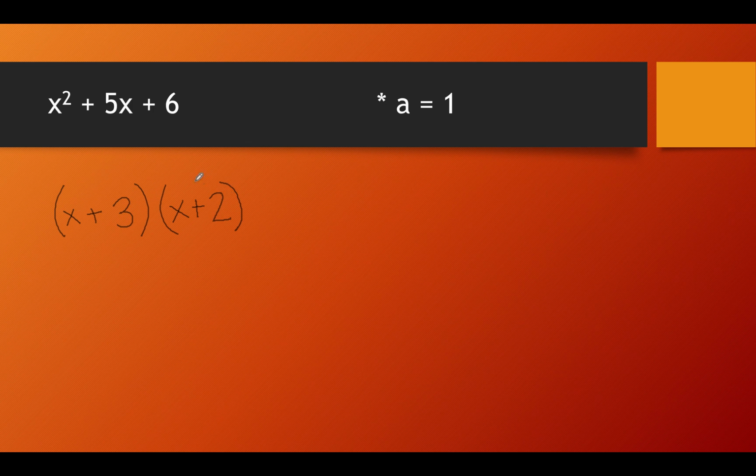You always want to check your answers. 3 times 2 is 6. 3 plus 2 is 5, so I know that's correct. Another thing you can do to check your answer is if you FOIL this through, you should end up back at the beginning problem.